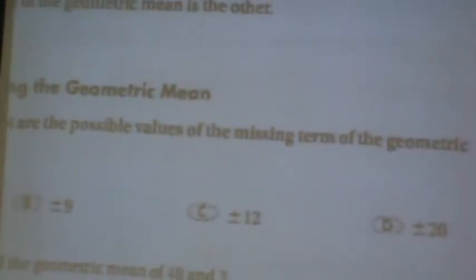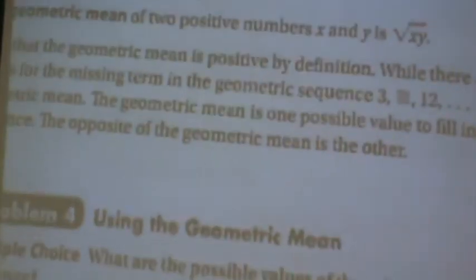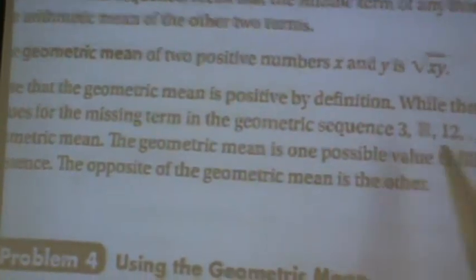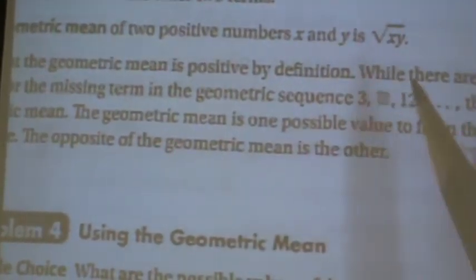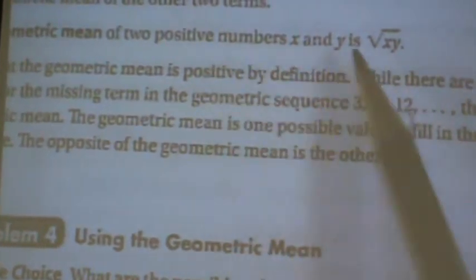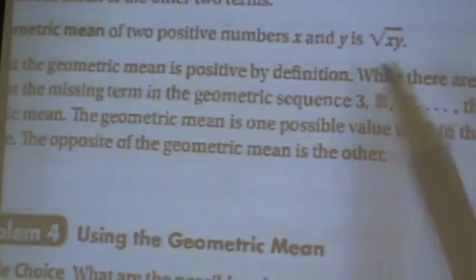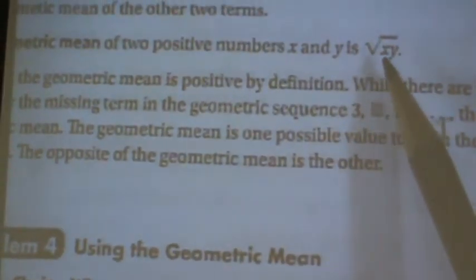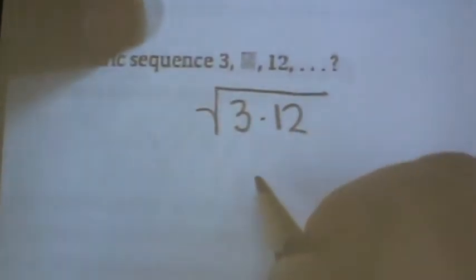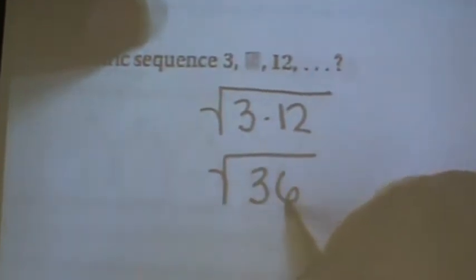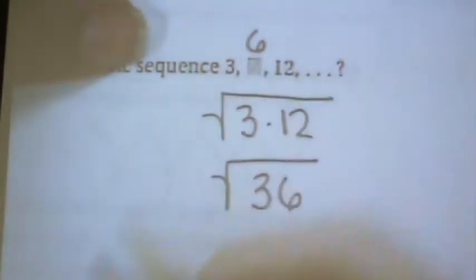Right here, if you're missing one term in the middle, the geometric mean is, you take the square root of the product of them. So that's how you would do this next example that's on the previous page. You take the square root of the product of these. So if we're finding the middle term, what you're going to do is take 3 and 12, multiply them together, and then what's the square root of 36? That would be 6.